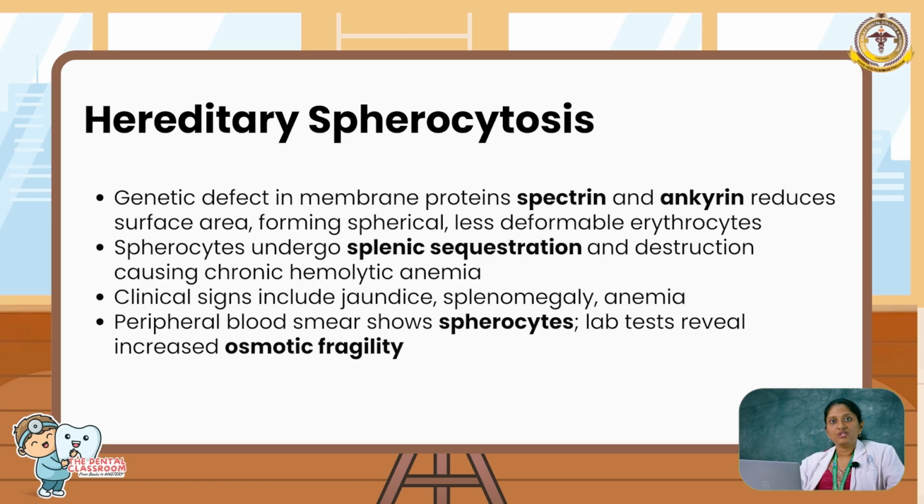Because of the hemolysis, the patient will clinically present with jaundice, splenomegaly, anemia and reticulocytosis. Peripheral smear will show the presence of reticulocytes as well as increased number of spherocytes and microspherocytes. And this can also be confirmed by osmotic fragility test, which reveals an increased osmotic fragility.